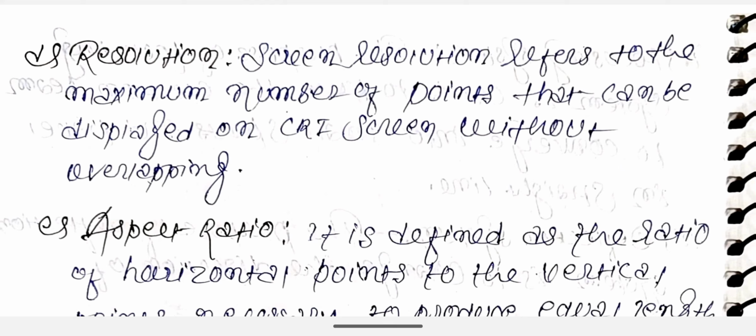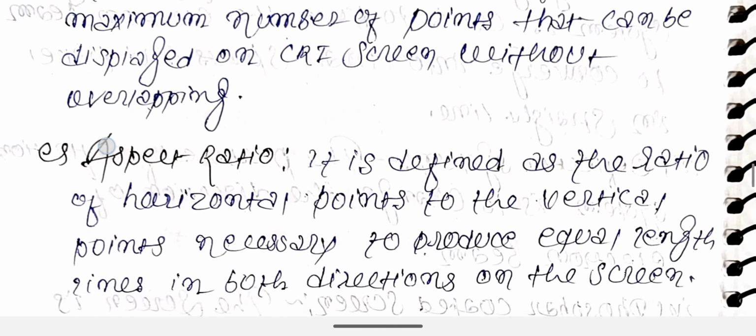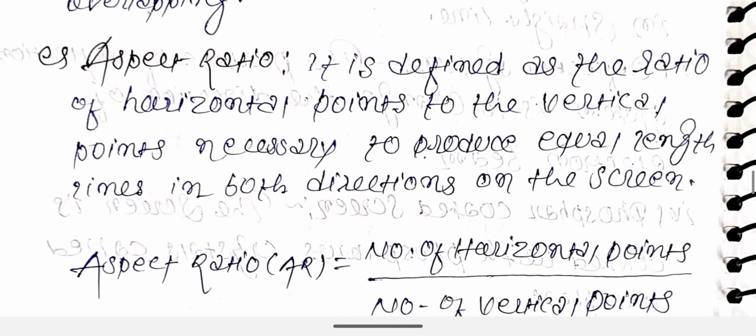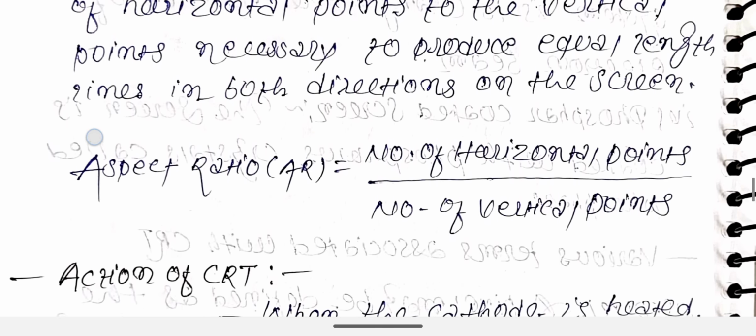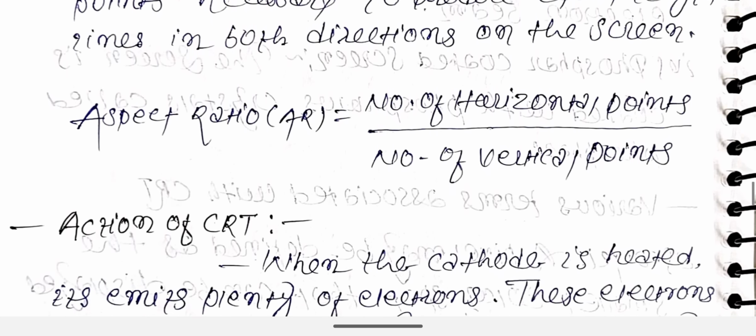Resolution. A screen resolution refers to the maximum number of points that can be displayed on a CRT screen without overlapping. E number. Aspect ratio. It is defined as the ratio of horizontal points to vertical points necessary to produce equal length lines in both directions on the screen. Aspect ratio AR is equal to number of horizontal points by number of vertical points.